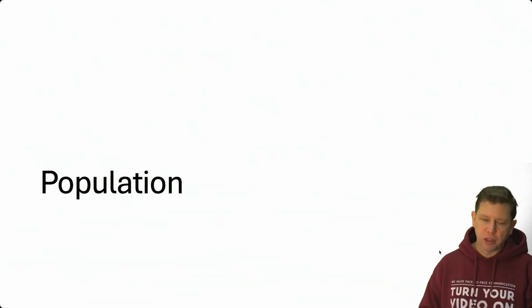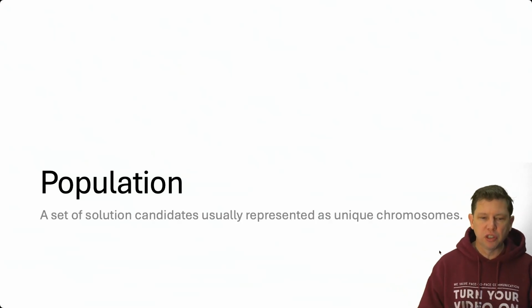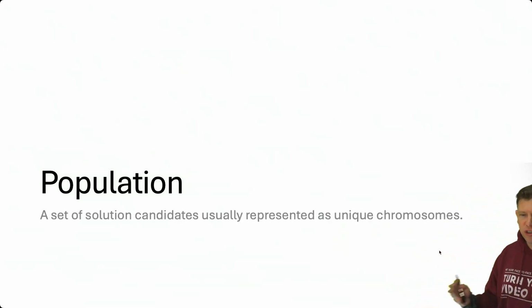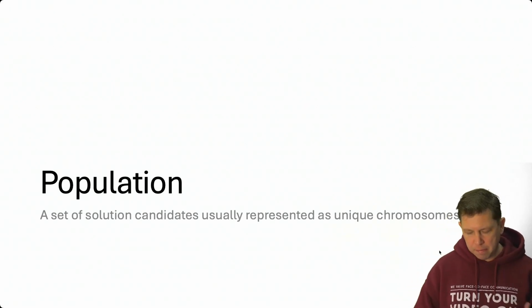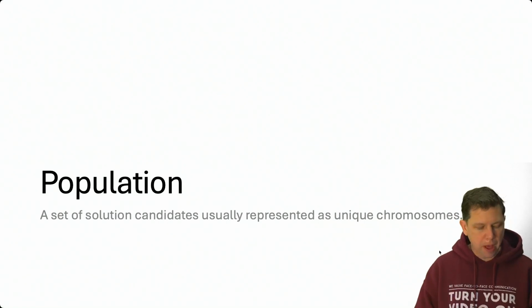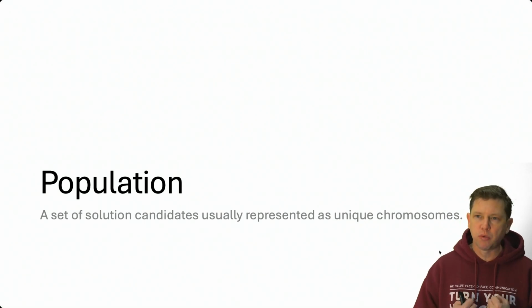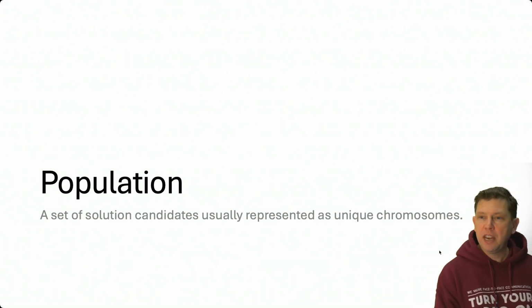Another term, population. So population is a set of solution candidates, usually represented as unique chromosomes. So the idea, most of the examples I'm going to be talking about, we're dealing with usually just a population of two at a time, right? I've got the previous thing that I did, and I've got a new iteration. I've got a population of two, and I'm going to take whatever the best one is from that, throw the other one away.